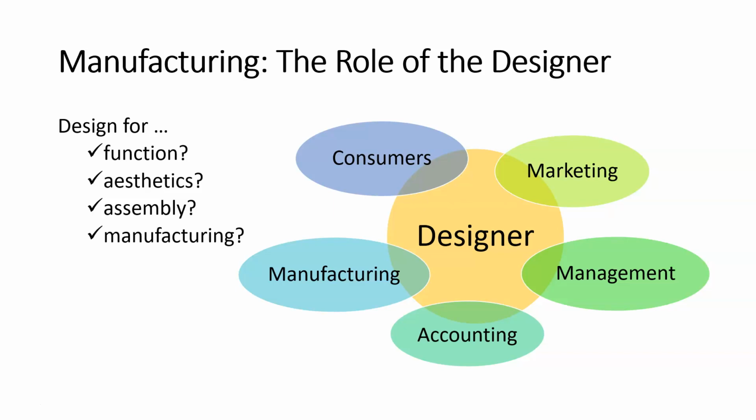They have to design for management, make sure management is happy. They have to design for accounting, meaning they can't produce these extravagant $1 million products that nobody can buy or wants to buy. And then obviously designers have to design for manufacturing. Ultimately, we have to design something that is going to be producible, manufacturable, and this includes assembly. So there's a lot of factors here that we have to take into consideration.